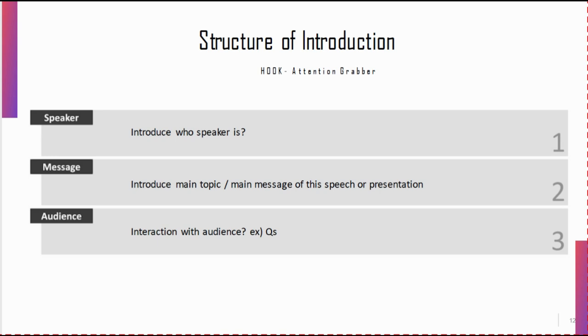Number 3 is making a good interaction with the audience. So sometimes you can ask a question to them, sometimes you can make jokes, and you can make a good connection between you and the audience in the introduction. Okay, so there are 3 main parts that you have to include in the introduction. Number 1 is speaker, number 2 is message, and number 3 is audience.